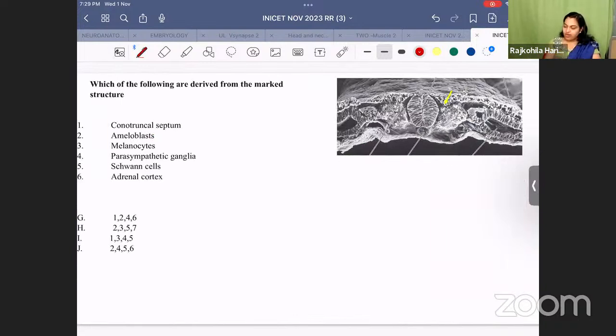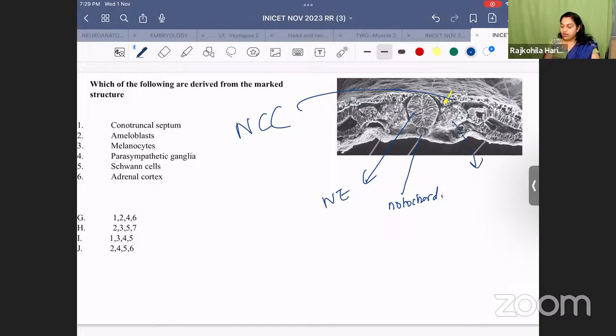Yeah, this is again a very important topic, the neural crest. So here in this image, what you see here is the notochord. What are the remnants of the notochord? Two structures: nucleus pulposus of the intervertebral disc and the apical ligament of dens. Just above this, this is the neural tube, right? And the yellow arrows are pointing at the neural crest. Either side of the midline neural tube you get to see the paraxial mesoderm. This is intermediate mesoderm, the lateral plate mesoderm.